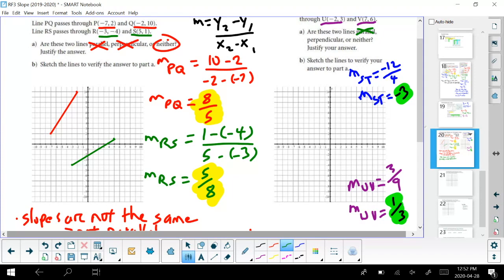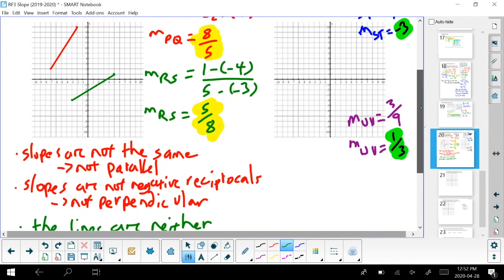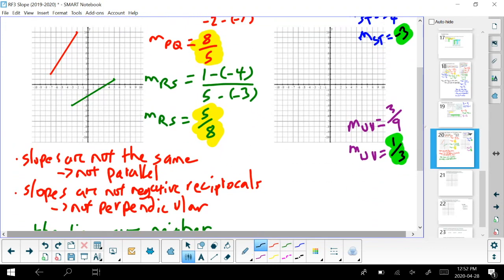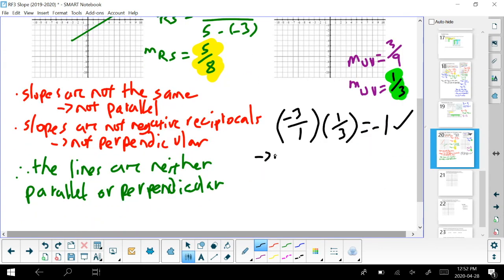Are they perpendicular to each other? If they are perpendicular to each other, these two slopes need to be negative reciprocals of each other. And we can confirm that if we multiply negative 3 over 1 and 1/3, this would be equal to negative 1, which means that they are negative reciprocals. So the slopes of these two lines are negative reciprocals, therefore they are perpendicular.